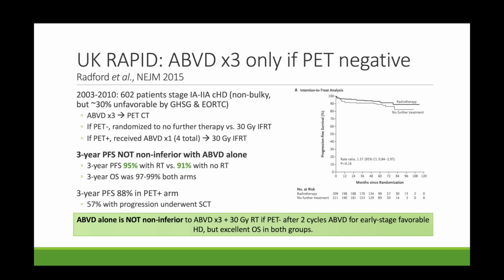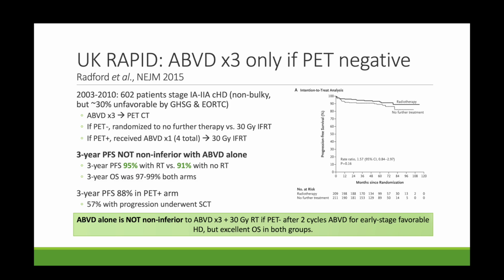The last trial I'll mention for early stage favorable disease is UK RAPID, from which we get the treatment paradigm of ABVD times 3 cycles and no further therapy if patients are PET negative. So this trial took patients with stage 1A to 2A classical Hodgkin disease. They took non-bulky disease, but actually around 30% of patients were unfavorable based on German and EORTC risk criteria. And they were treated with ABVD times 3 cycles followed by a PET scan. And if they were PET negative, they were randomized to no further therapy versus 30 gray of involved field radiation.